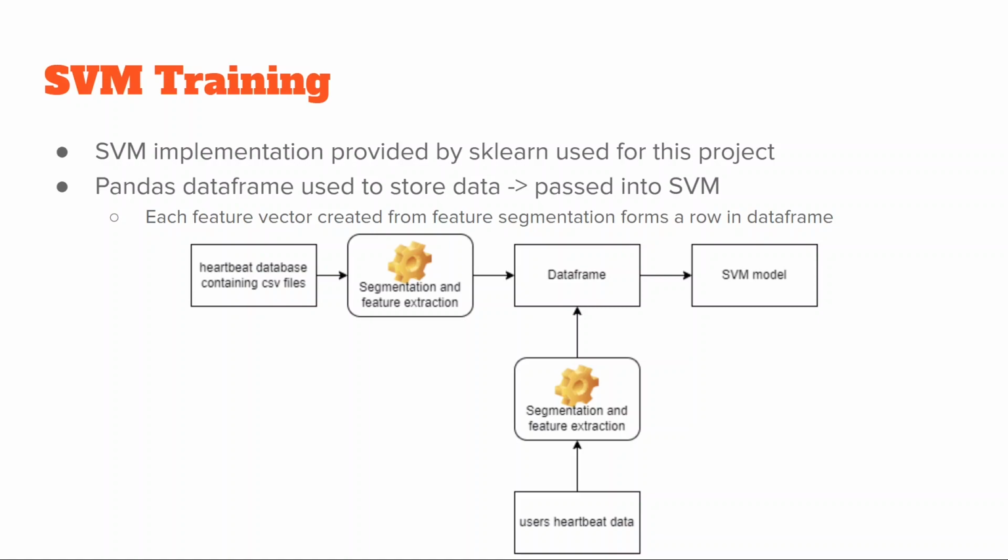Their heartbeat will undergo the same segmentation and feature extraction, and then will be appended to the data frame, which is already full of the other heartbeats, to form a single data frame. This data frame is then inputted into the SVM so the model can be fitted.